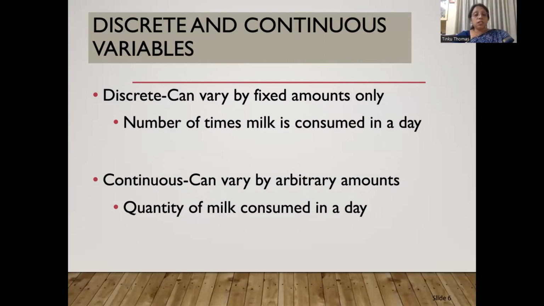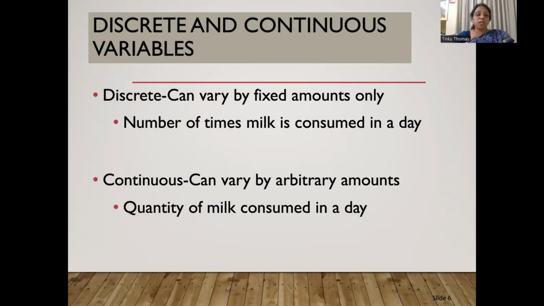So even if you have data recorded as numbers, it could be discrete data. That means it can only take some fixed numbers. It cannot take any value. The example given here is the number of times milk is consumed in a day. So it can be 0 times, 1 time, 2 times, 3 times, and maybe a maximum of 5 times, or let's say 20 times even. But they are just some fixed values that can be true data for this particular variable of number of times milk is consumed in a day.